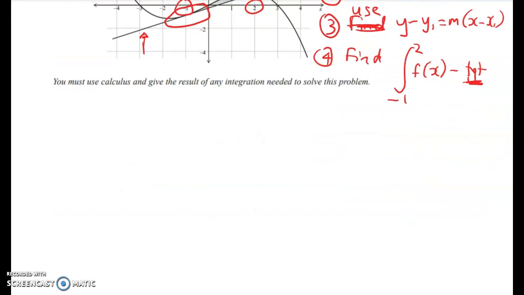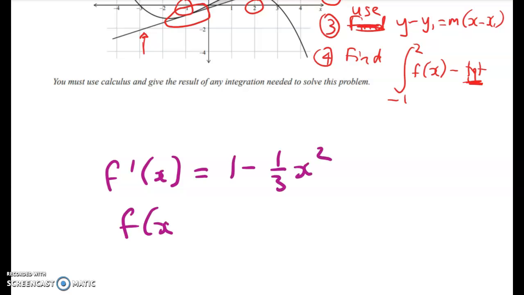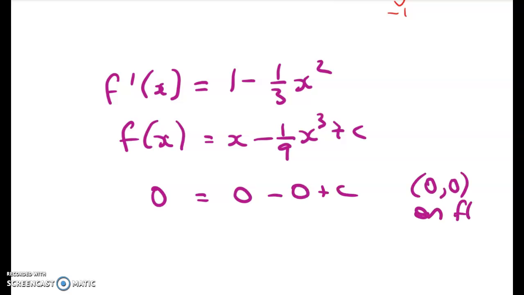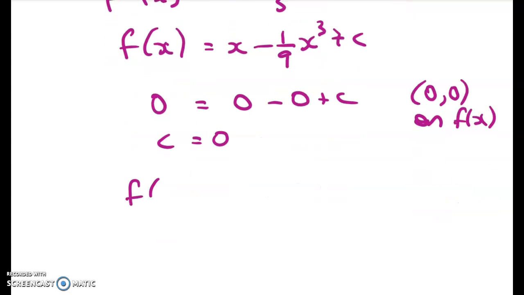Okay, so let's get on with it. We've got f dash of x. F dash of x is equal to 1 minus a third x squared. So f of x will be x minus a ninth of x cubed plus c. But because we know that 0, 0 is on the curve, we know that 0 is equal to 0 minus 0 plus c. So c is 0. So that's great. That means that f of x is equal to x minus 1/9 x cubed. So that's step 1 done.